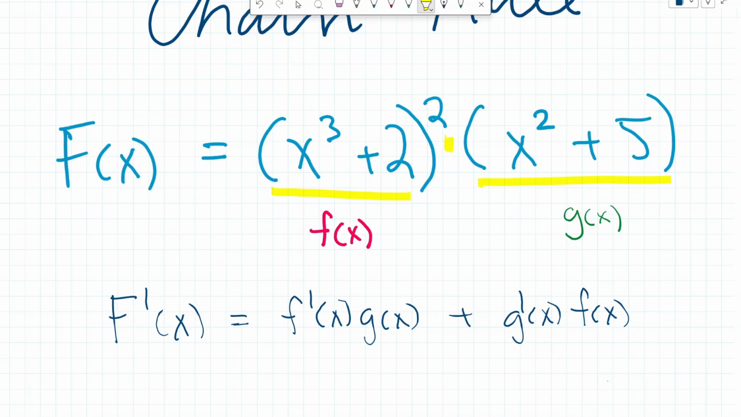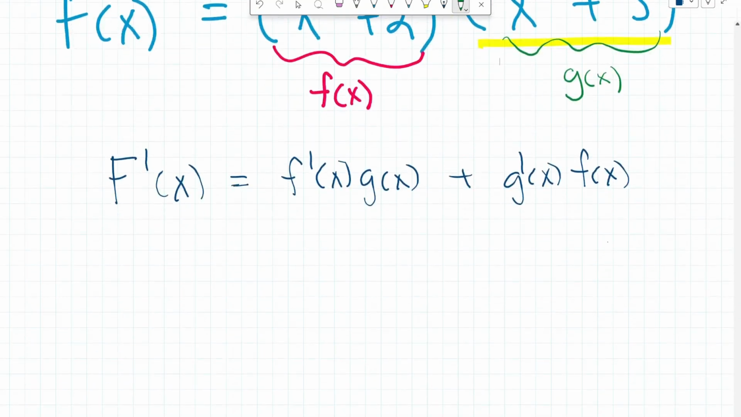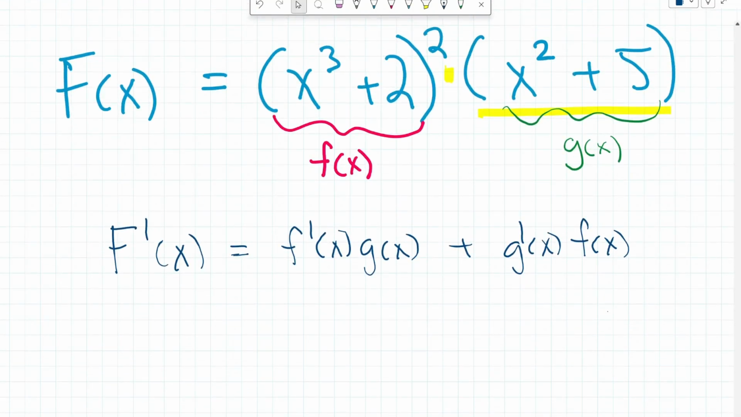Okay, let's set that up then. Let's state that this first term here is our f of x. And this second term over here is our g of x. Let's recall the formula we need for product rule. So product rule is f prime times g plus g prime times f. Okay, we're all set up.